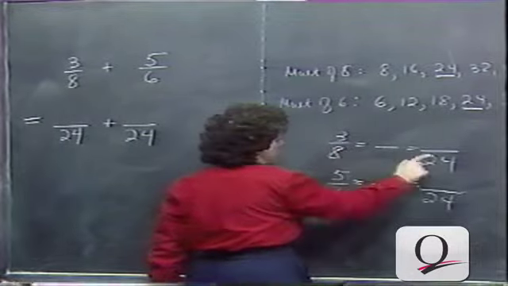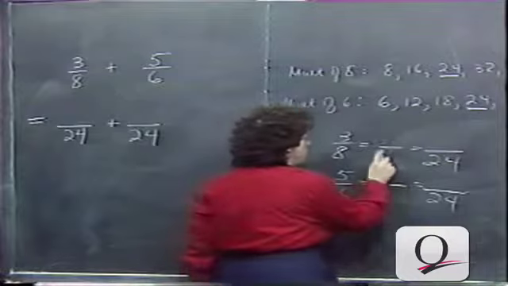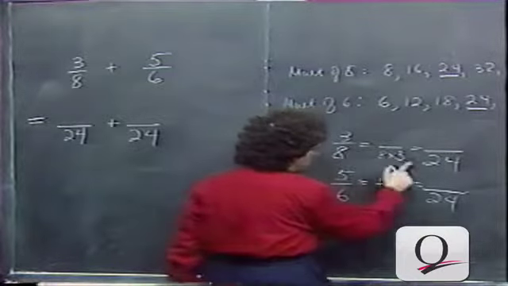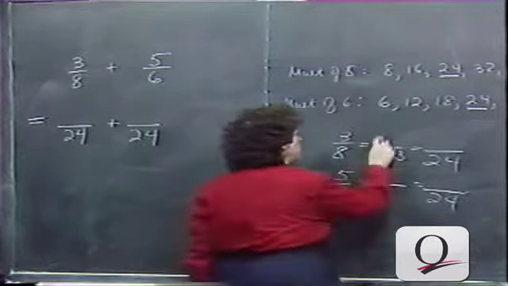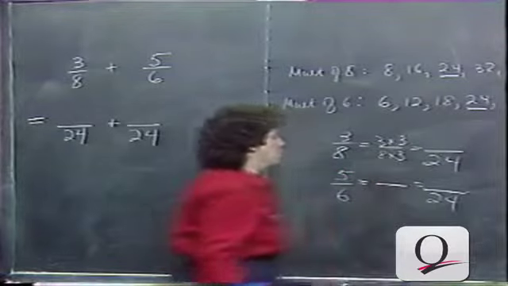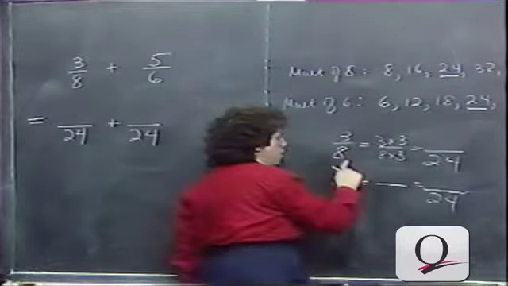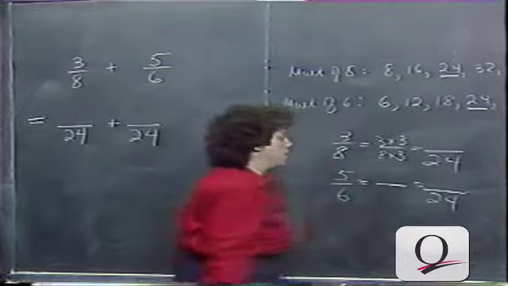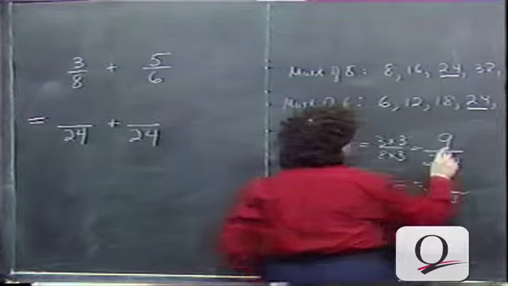What do you have to multiply 8 by to get 24? 24 is 8 times 3. If you're going to multiply the bottom by 3, you have to multiply the top by 3 as well. So since 3 over 8 is the same as 3 times 3 over 8 times 3, this is equivalent to 9 24ths.